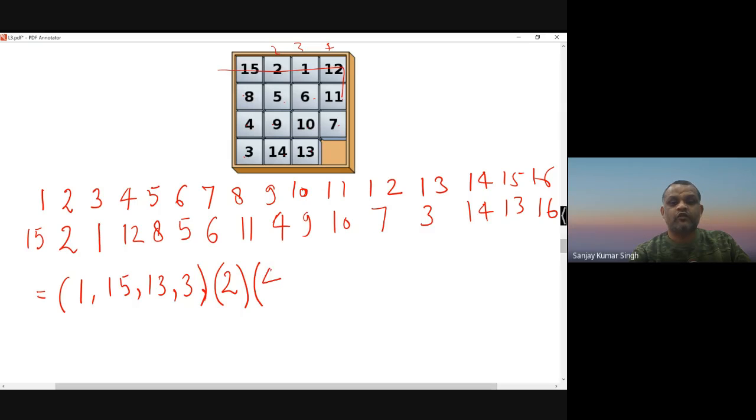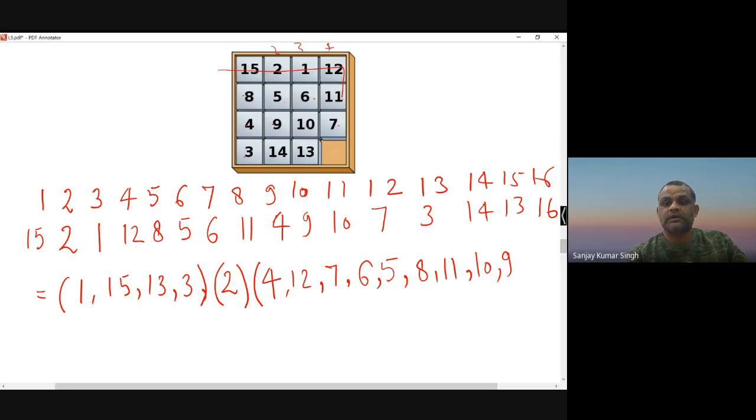Now 3 is already done, so I will go to 4. 4 is going to 12, 12 is going to 7, 7 is going to 6, 6 is going to 5, 5 is going to 8, 8 is going to 11, 11 is going to 10, 10 is going to 9, 9 is going to 4. So this is again closed.